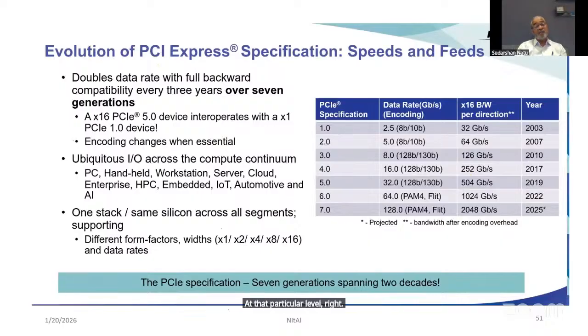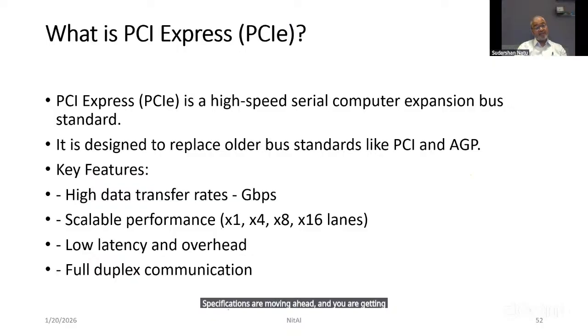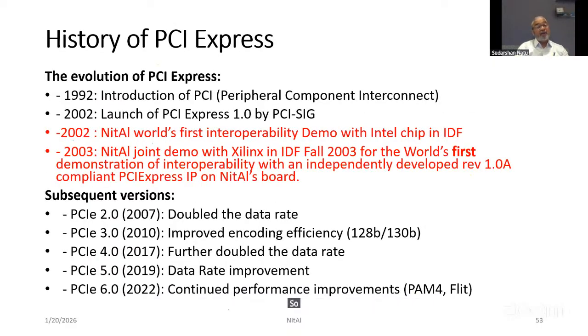And that's the way the specifications are moving ahead and you are getting high speed interconnects. So when we developed it in 1992, it was first as a PCI. Then it was launched in 2002 as the PCI Express 1.0 spec. And in 2002, we demonstrated the first interoperability demo with Intel at IDF, that is Intel Developer Forum.